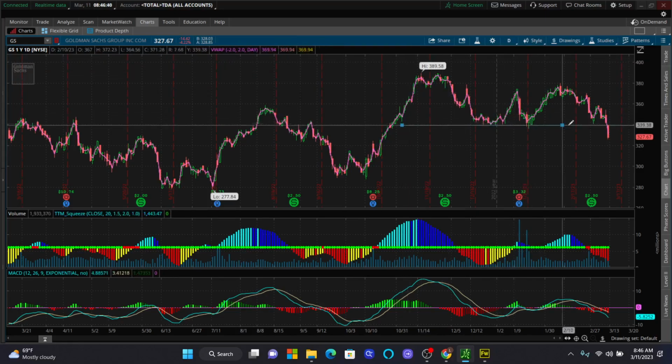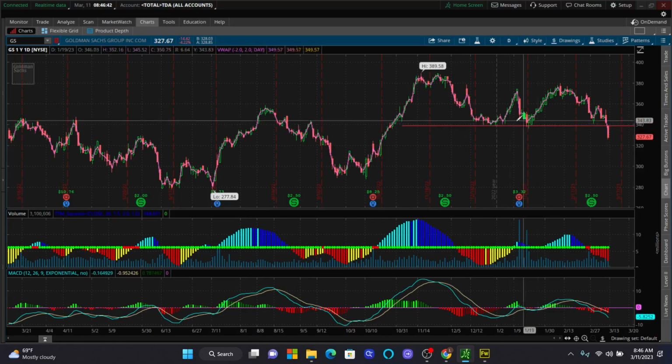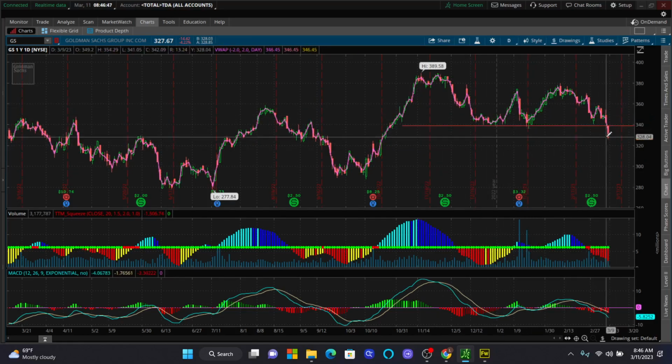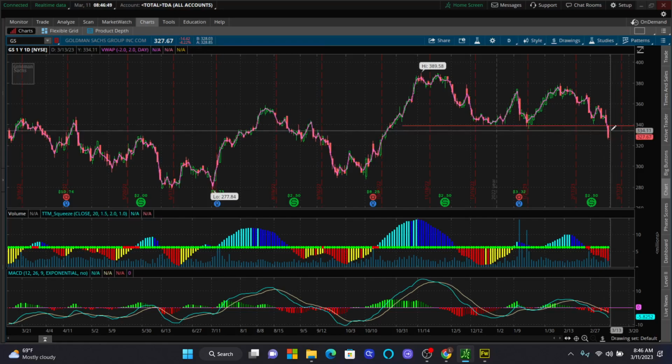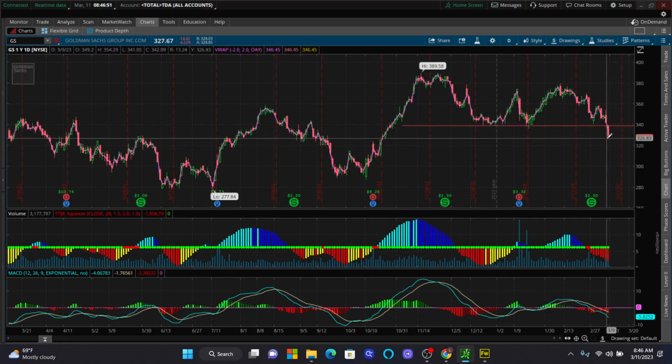So it looks like we had a failed support line right here. What I mean by that is it supported for a little while, one more time, then finally broke through here. So it looks like GS is going to the downside. So now I'm a little more cautious of buying this stock. That looks like what they saw here when they got in.